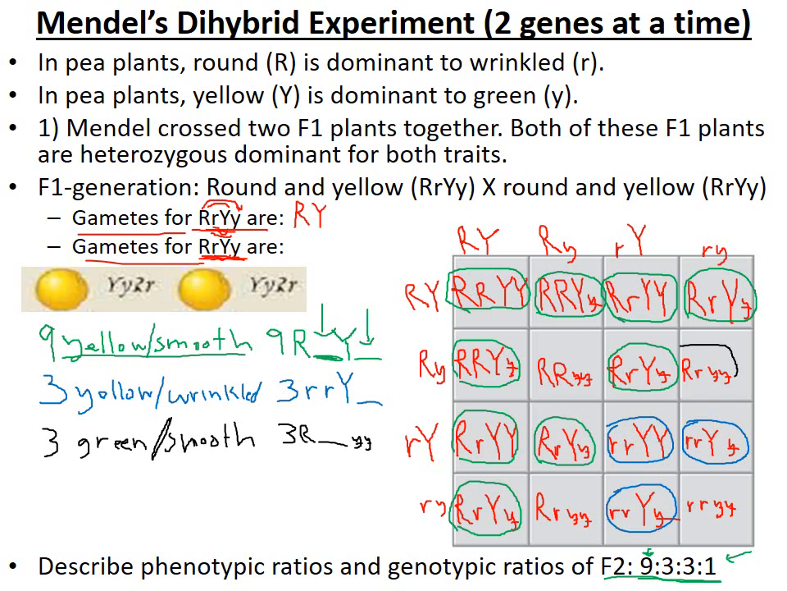So we have 1 smooth green, 2 smooth green, 3 smooth green, 3 smooth green. And so that is our 3 in our ratio. And yes, the last one is going to be one that's recessive for both: green and wrinkled. Let's go take a look if that's the case.